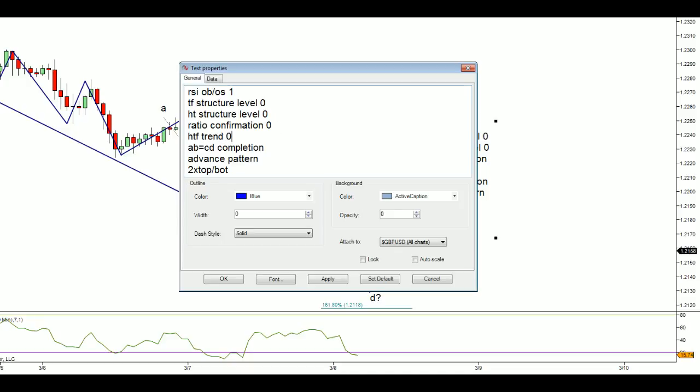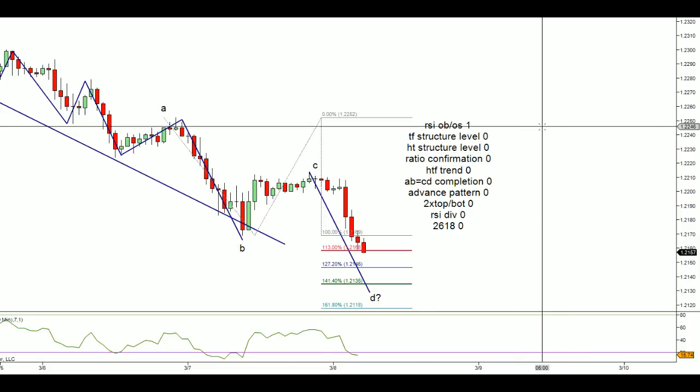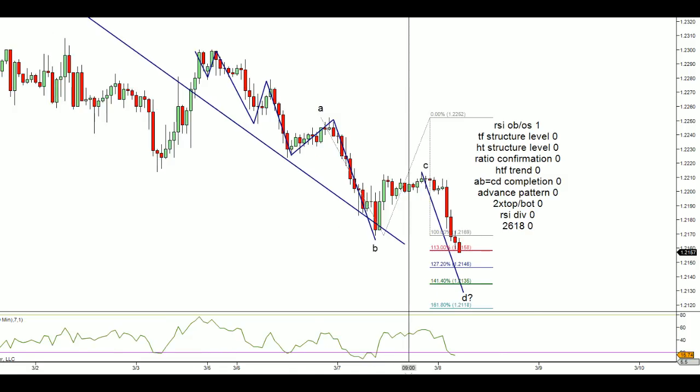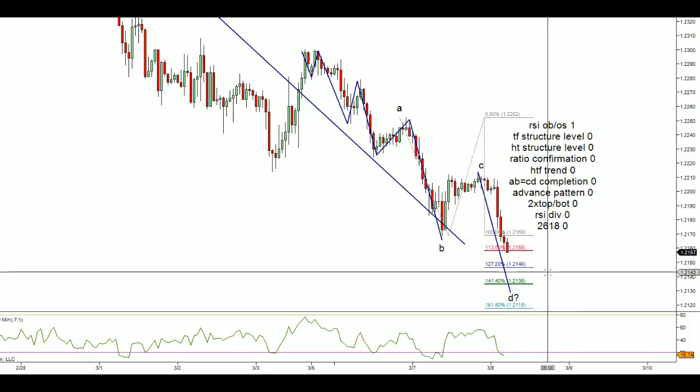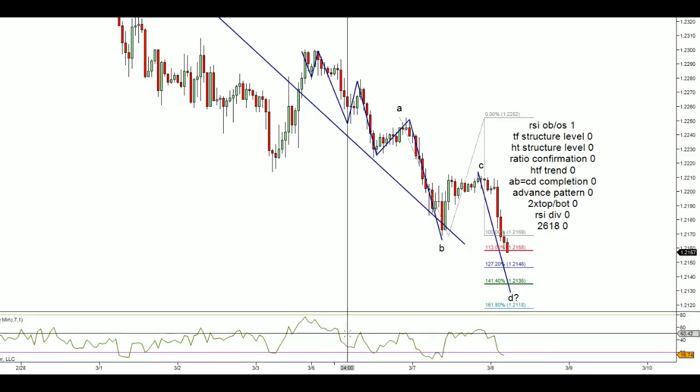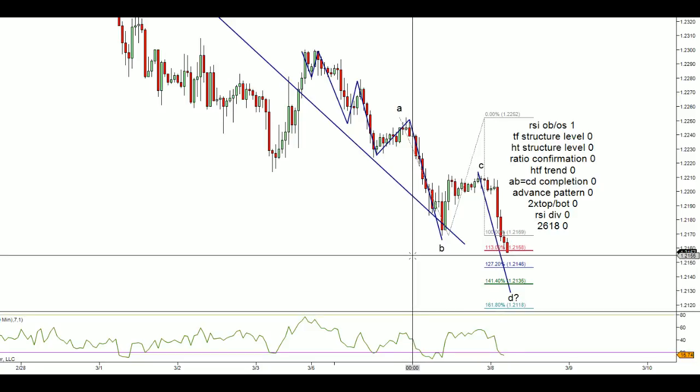Okay. We are with the higher time frame trend if we get bearish, but we're not there yet because this here is setting up to be a bullish trade. We don't have an ABCD pattern completion, and we don't have an advanced pattern completion. We don't have a double top or bottom. We don't have RSI divergence, and we don't have a 2618 trade yet. Now, what we could do is, as price plays along, go back in here and update our scores based on what price is showing us.